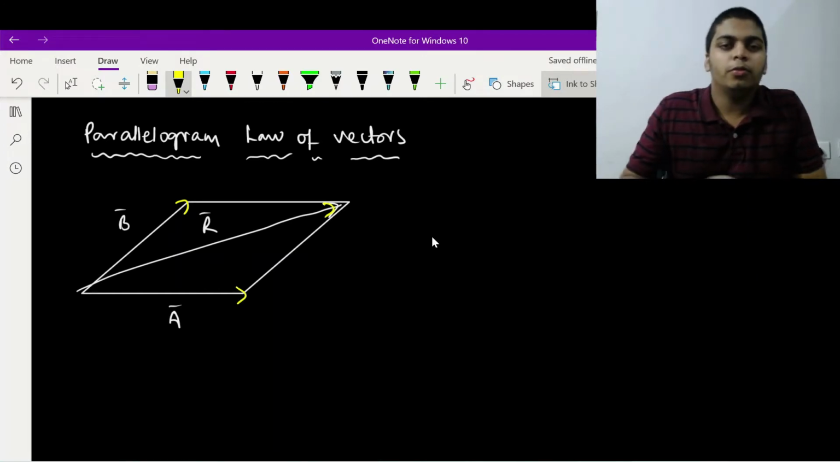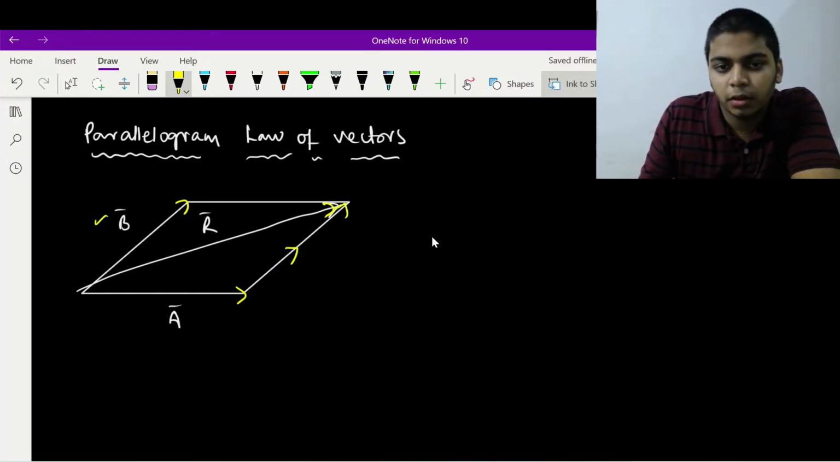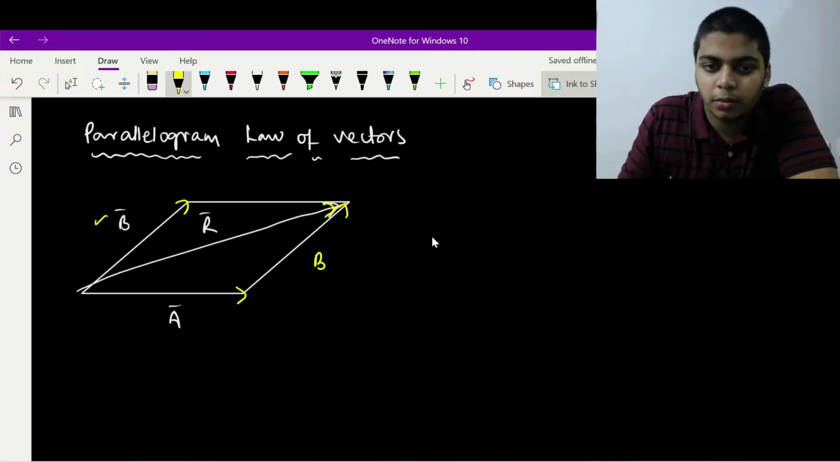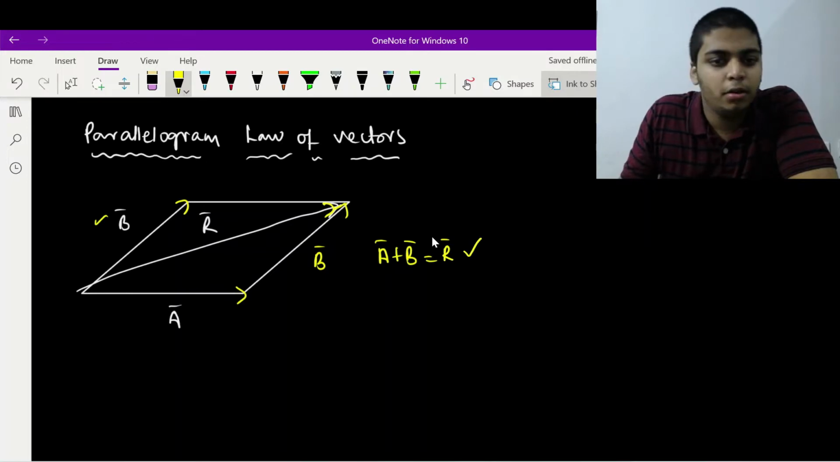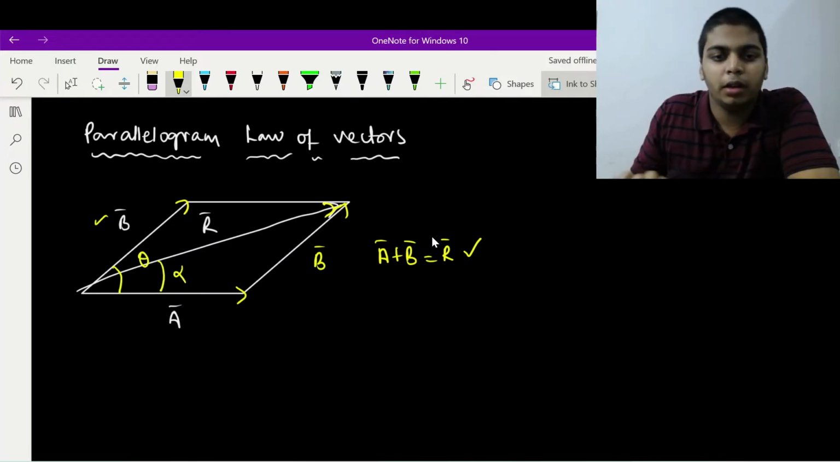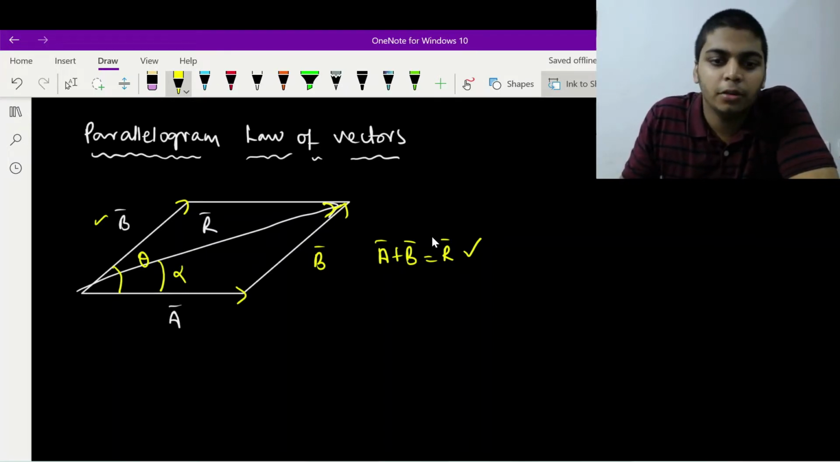So let me prove it diagrammatically. So if this is your B bar, if I consider this vector, since it is parallel to B bar and it is of the same length as B, this can also be your B bar. And from the simple triangle law of vector addition, your A bar plus B bar is nothing but your R bar. Okay, and let's say the angle between A bar and B bar is theta, and the angle between R bar and A bar is alpha. Okay, now how can you find the magnitude of the resultant vector R bar?